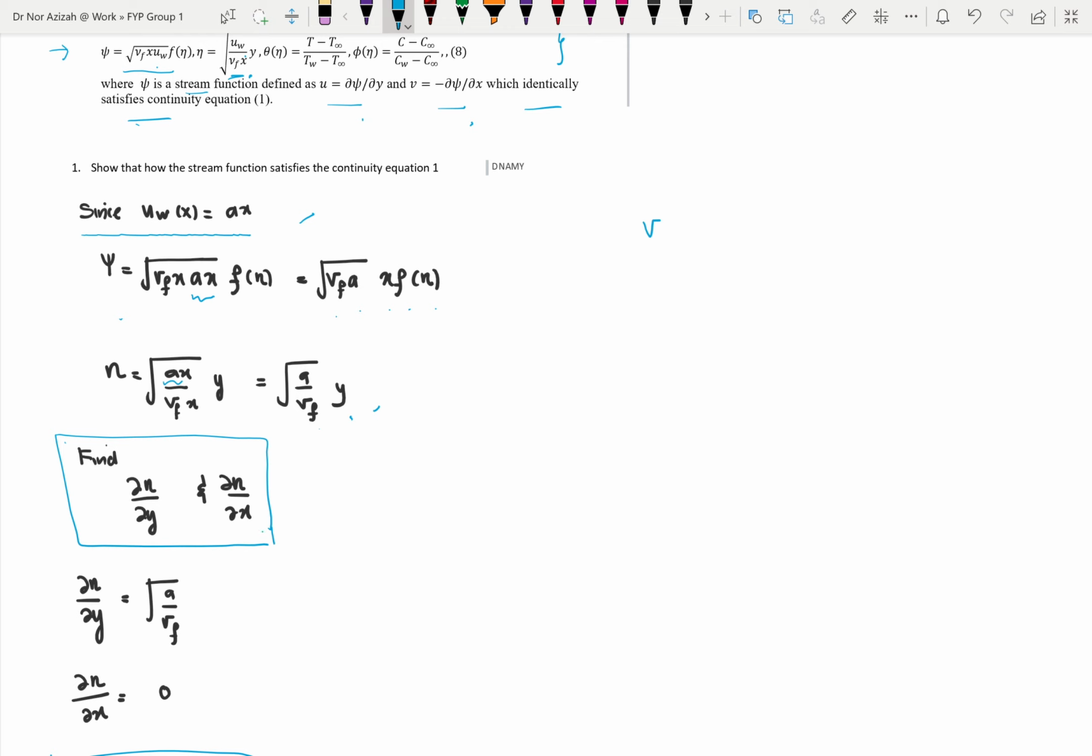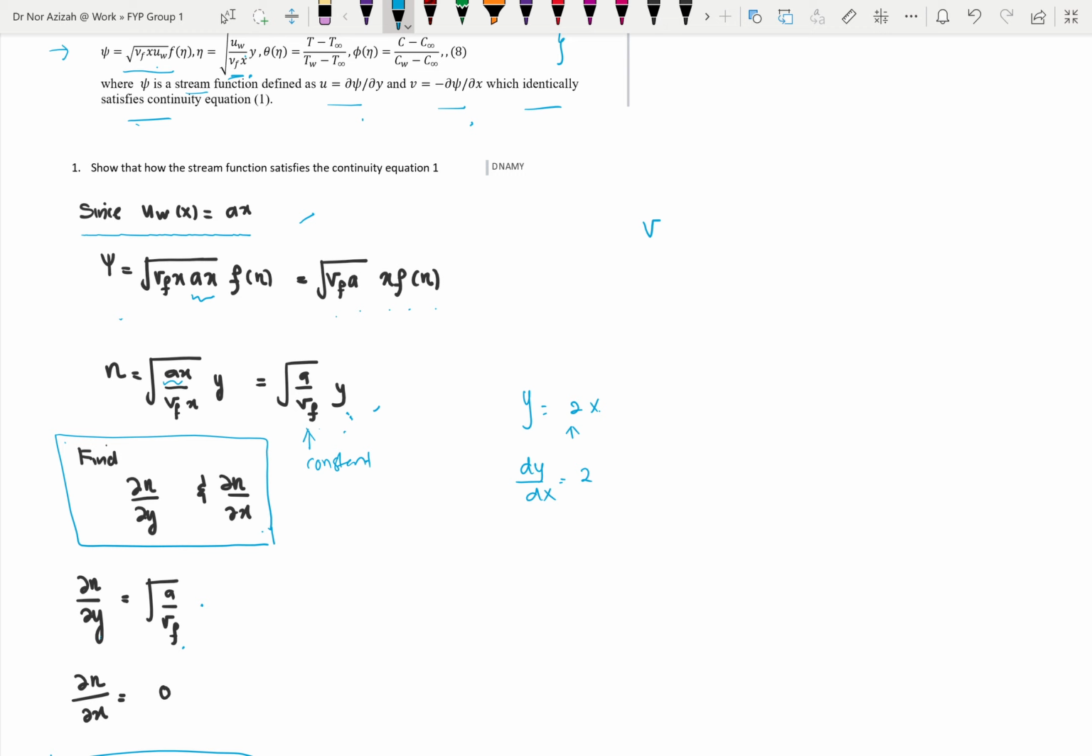So differentiate eta with respect to y. A and also nu nf is a constant. It's just like if you have y equals 2x, 2 is a constant. When you differentiate y with respect to x, you will get 2. So square root of a over nu nf is a constant, so it remains here, and when you differentiate y with respect to y, you will get 1. So this one is for del eta del y.